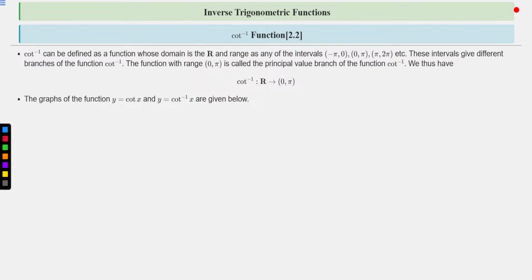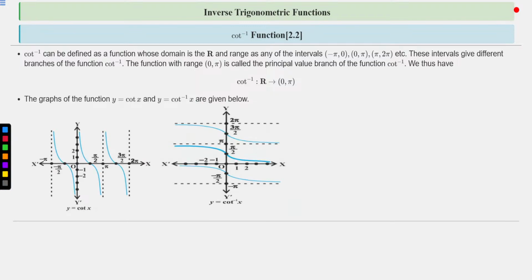So the graphs of the functions y is equal to cot x and y is equal to cot inverse x are given below. You can see this is the graph of cot x and this is the graph of y is equal to cot inverse x. We have just rotated the x axis and y axis, right? The x axis will become the y axis and the y axis will become the x axis, and we can easily draw the graph of cot inverse x.